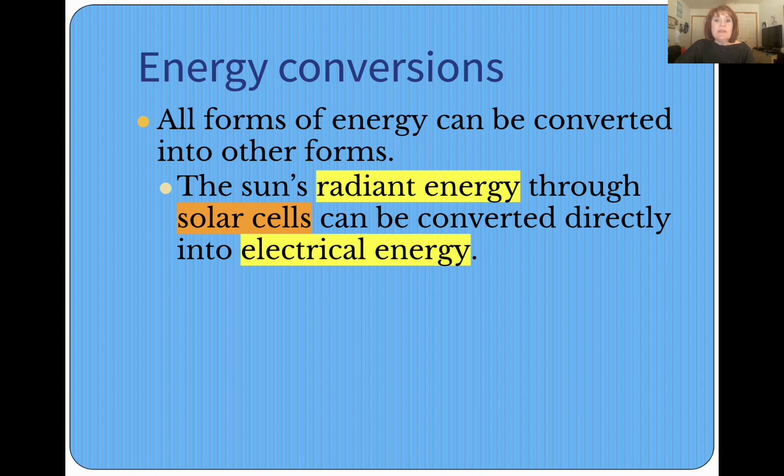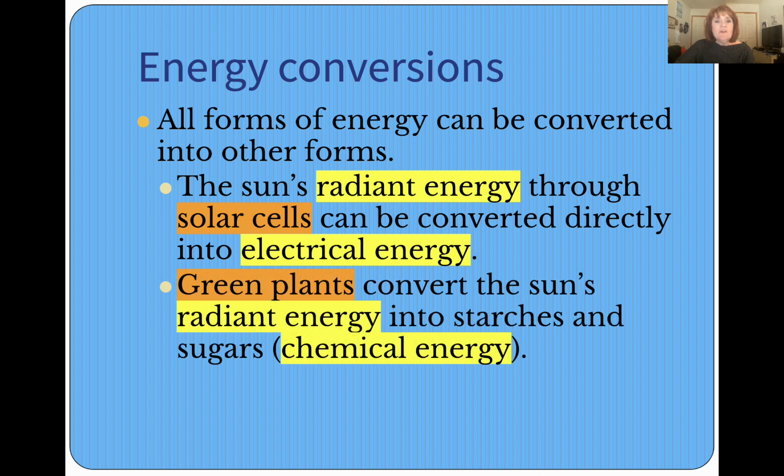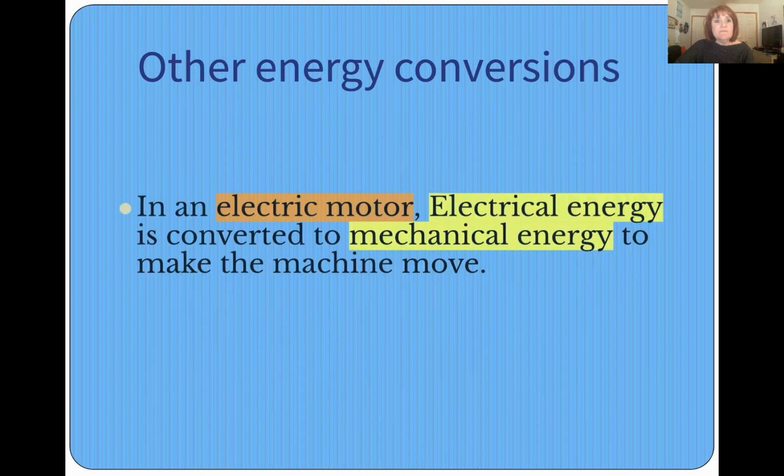So the sun's radiant energy through a solar cell can be converted directly into electrical energy. Notice the two forms of energy also have a medium. They're highlighted in orange. Green plants convert radiant energy into starches and sugars, that is chemical energy.